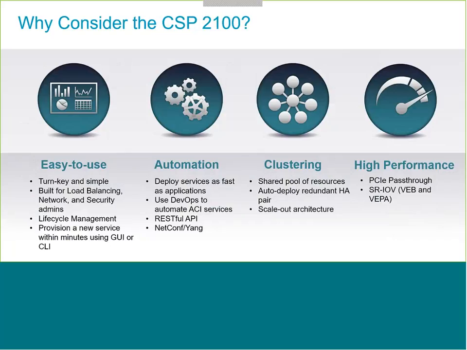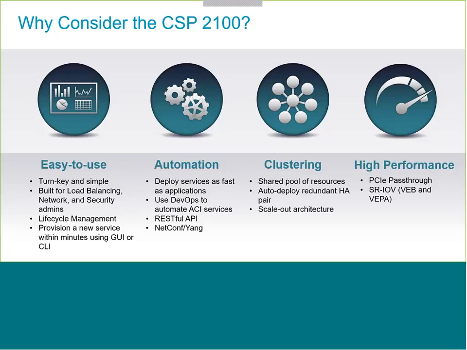So why are customers really considering the CSP 2100? And I think almost everyone comes back and saying it's just the ease of use. We've built a very intuitive GUI, so you can get up and running within a matter of 5 minutes. And so it's the operational simplicity more than anything. So that's what we've taken a lot of time to abstract away as much complexity as we can. The other thing that we have is the automation through the REST API and NETCONF. More and more we see companies wanting to move to automation, so we expose those capabilities.